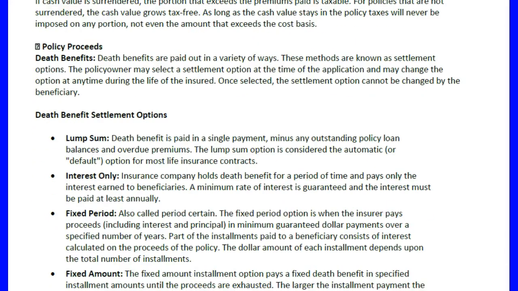Policy proceeds. Death benefits can be paid in several different ways. They can be paid in a lump sum, which pays in a single payment. There is also interest only, where the insurance company holds the death benefit for a period of time and pays only the interest earned. A minimum rate of interest is guaranteed, and the interest must be paid annually.